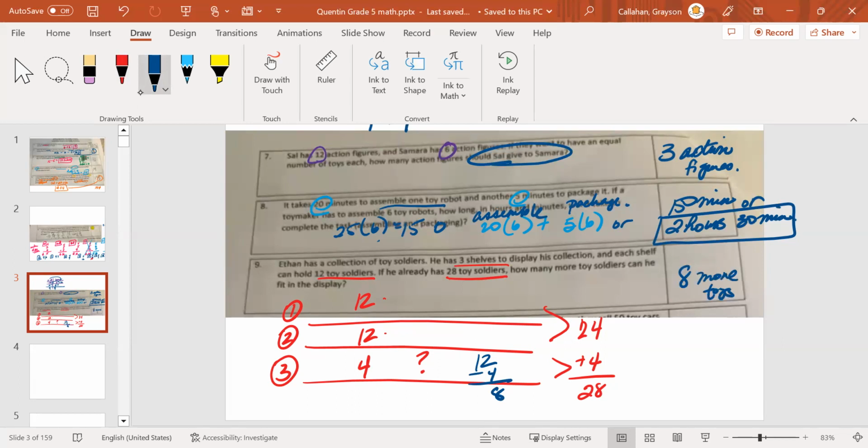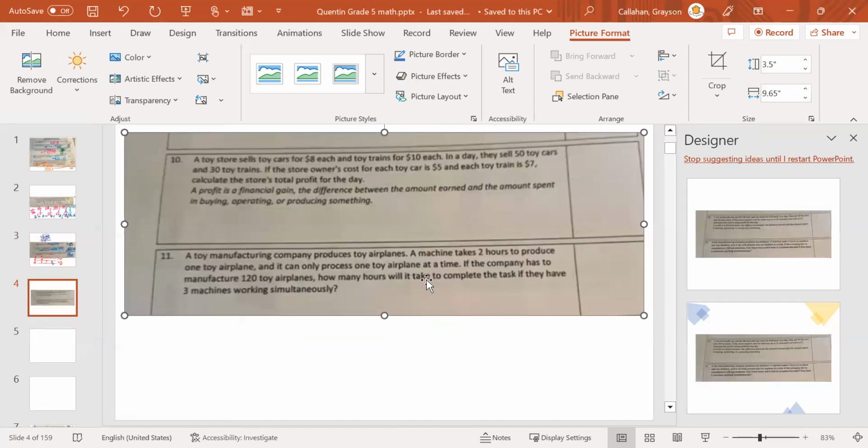You could have done 3 times 12. Fine, that's fine. Quentin, I don't care. It's fine. If you want to do it that way, that's fine. Question number 10 and 11. Let's go. Read number 10, please. Question number 10, please. Number 10.